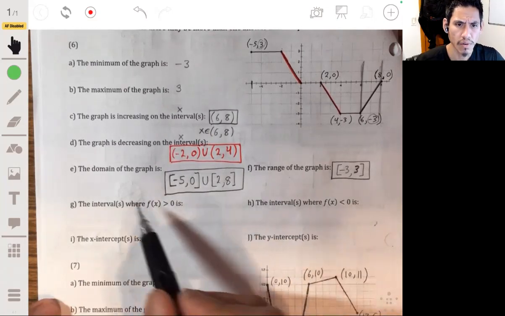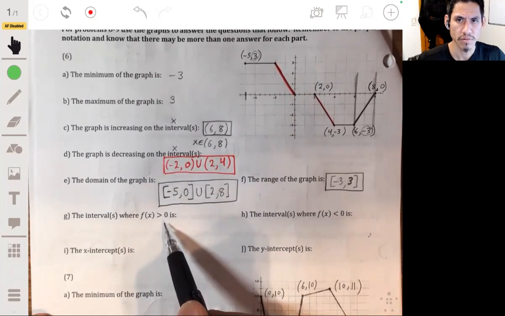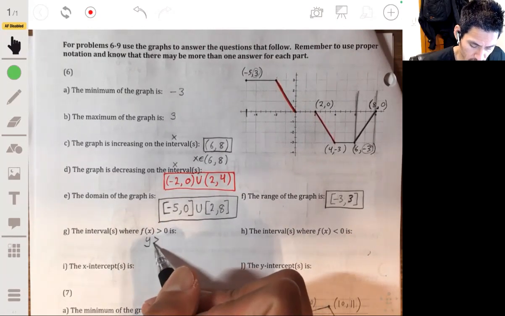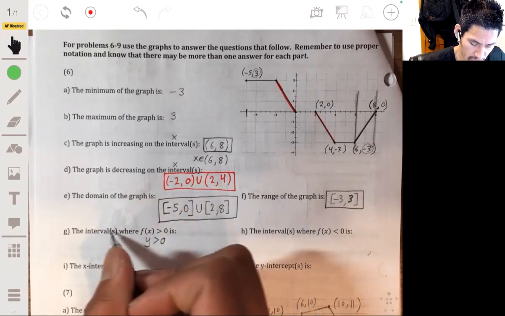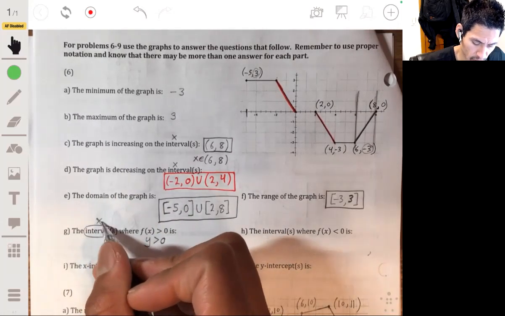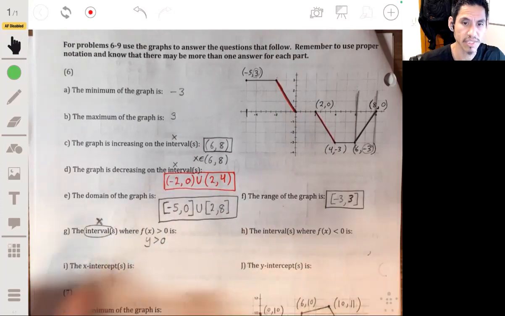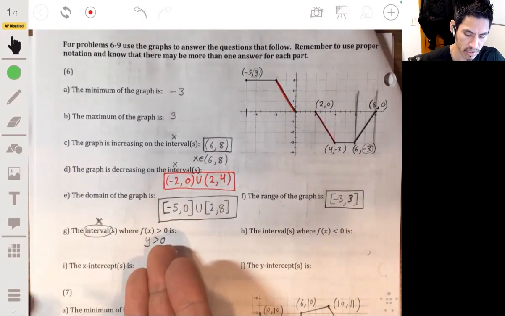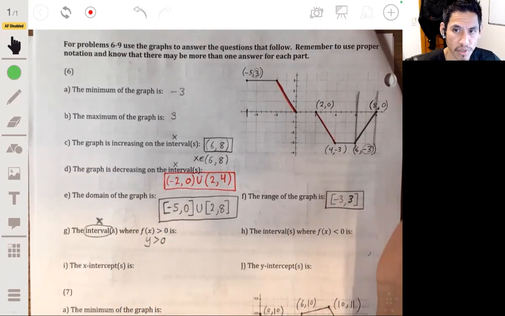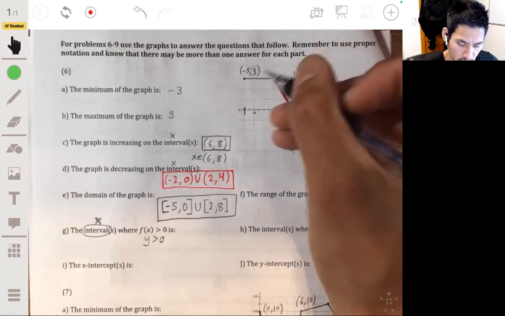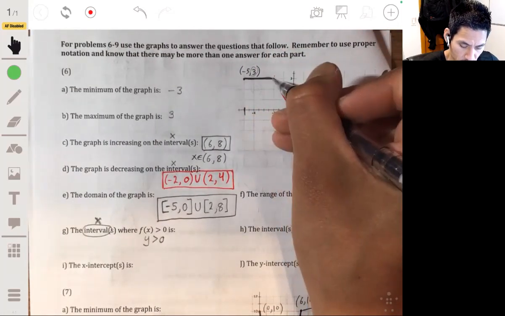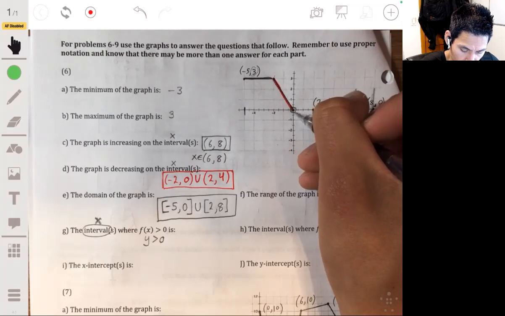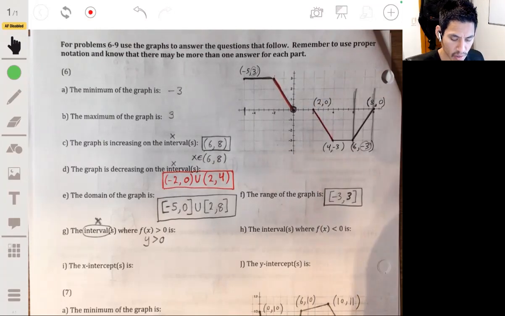Next, the interval where f(x) is greater than 0. When we say f(x) is greater than 0, we're talking about when y is greater than 0. And again, it says interval, so we're talking about what x values. We list the x values where the graph is above 0. It's above 0 on this portion, all along here, up to here. At (0, 0), it becomes 0.